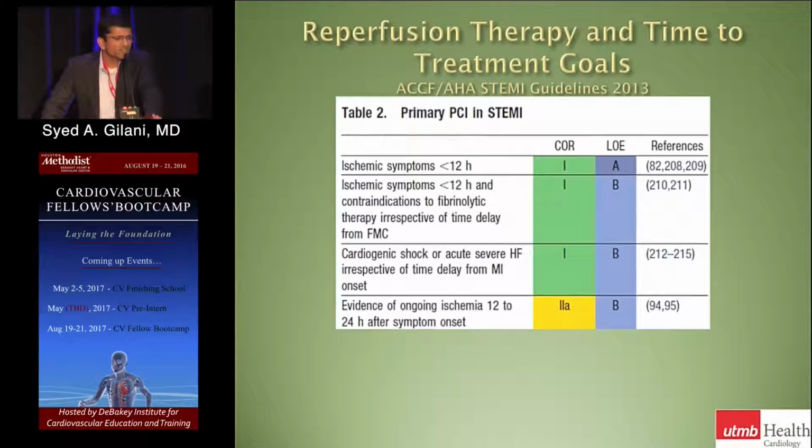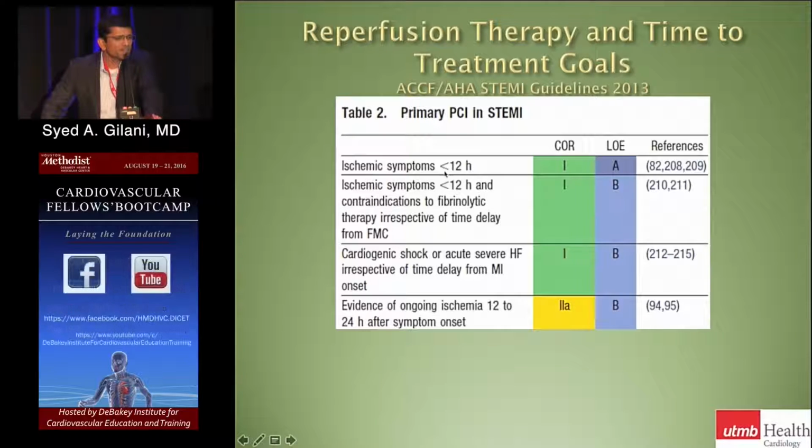These are the class 1 indications for primary PCI: ischemic symptoms of less than 12 hours; ischemic symptoms of less than 12 hours in those who are not candidates for fibrinolytic therapy; those who are in shock or heart failure; and those who have evidence of ongoing ischemia from 12 to 24 hours from onset of symptoms.